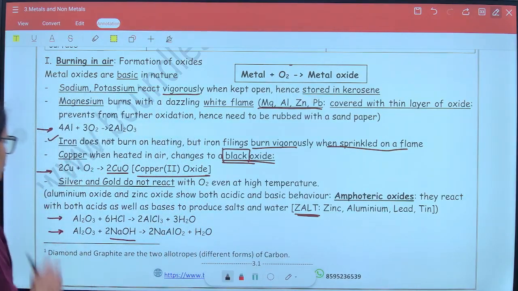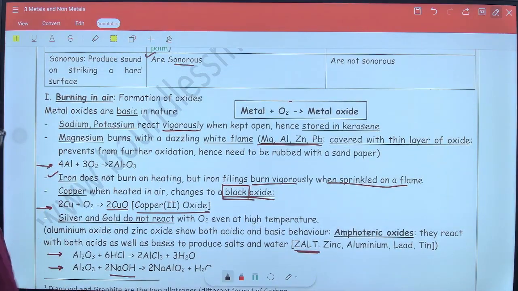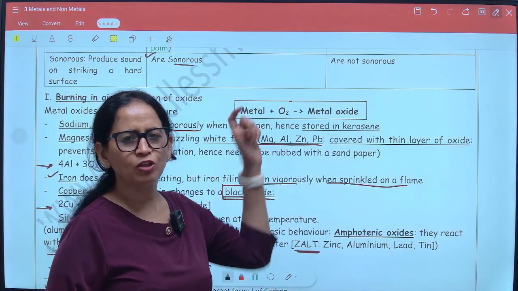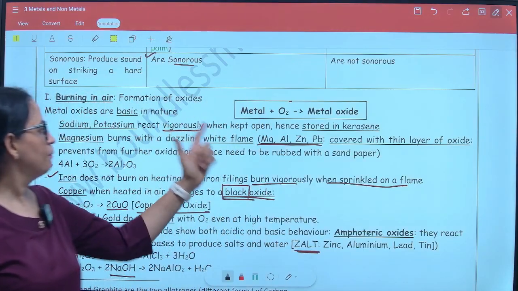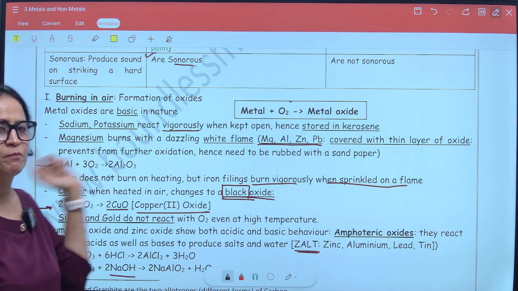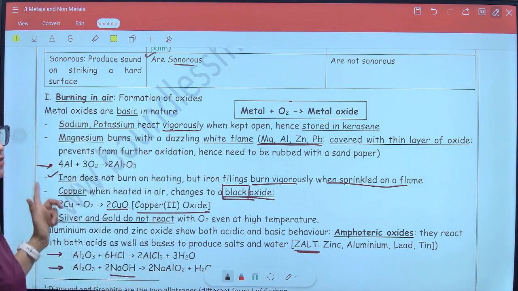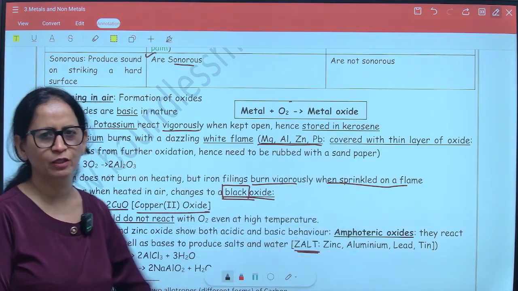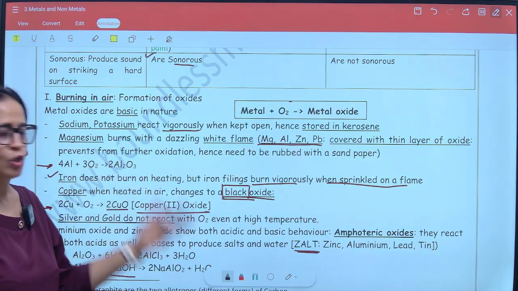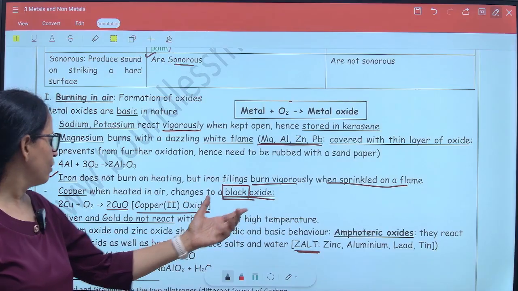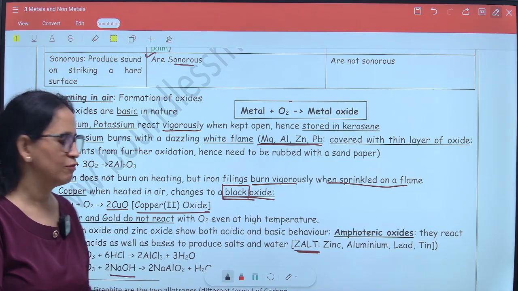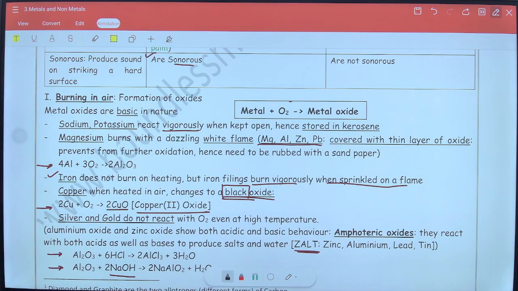Easy? So, let us do a quick walkthrough of these properties of metals for burning in air with the reactivity series in mind. At the top we have sodium, potassium, so they burn vigorously. Next we have magnesium, it burns with a white dazzling flame. Next we have iron, iron does not burn as such, but iron filings do catch fire when sprinkled on a flame. Next is copper, copper gets converted to copper oxide when heated in air. And then we have silver and gold that do not react with oxygen even at high temperature.